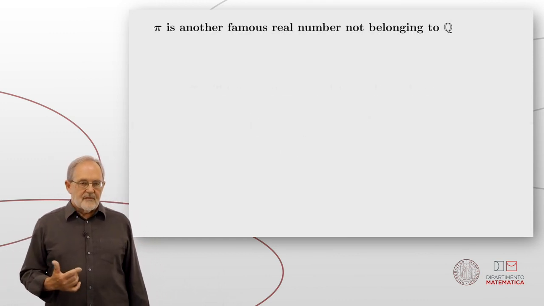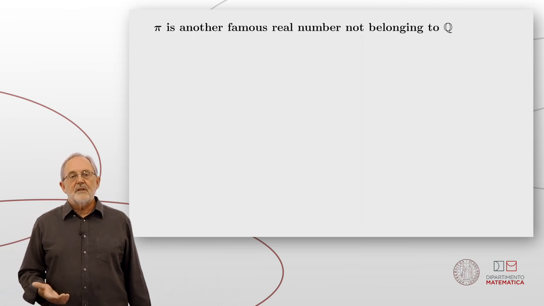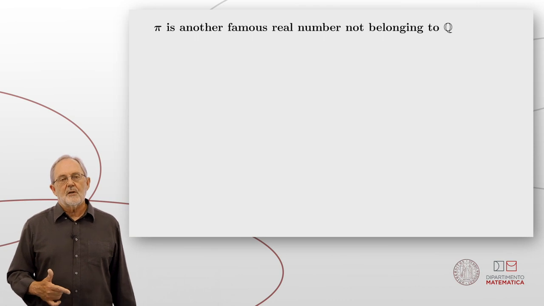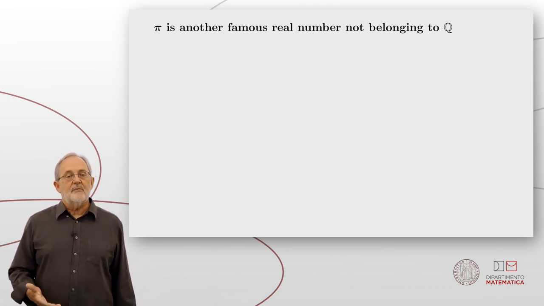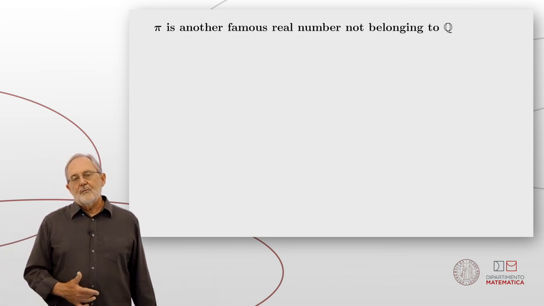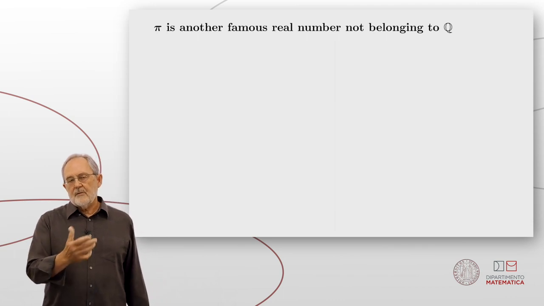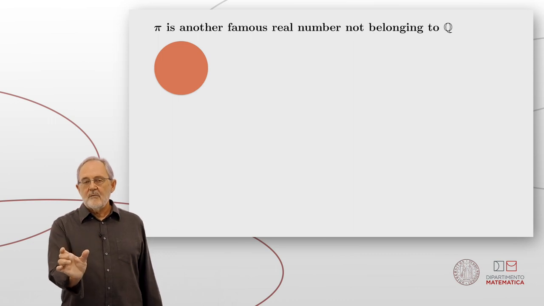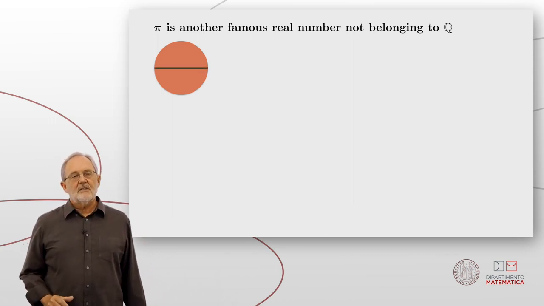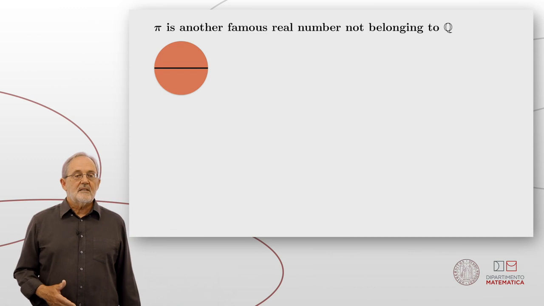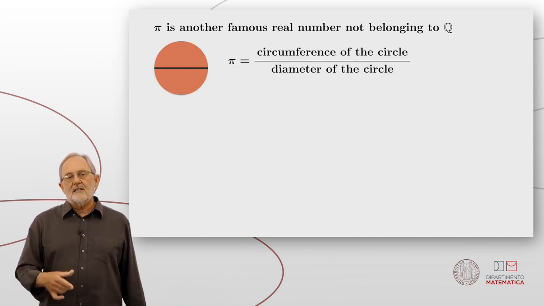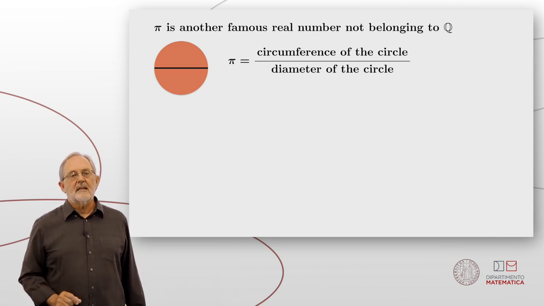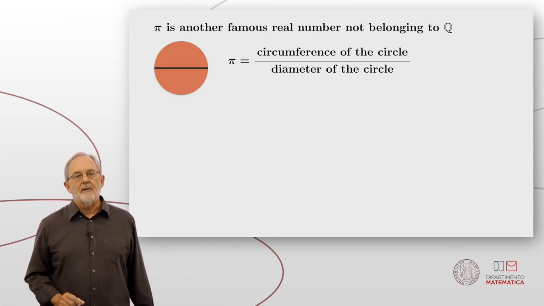Now, pi is a famous number, and it doesn't belong to the set of rationals. I say another famous number because we also saw the square root of 2 that didn't belong to the rationals. We can talk about pi by ordering another pizza, a round one this time. Let's slice it along the diameter, as it's called, and this allows us to give the definition. Pi is the circumference of the circle, that's the length of the circle, divided by the diameter of the circle, that's the length of the black segment you see there.